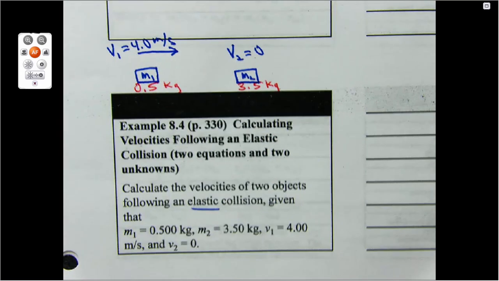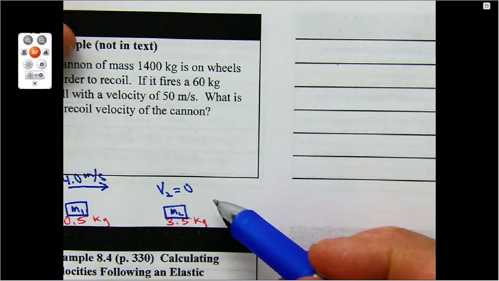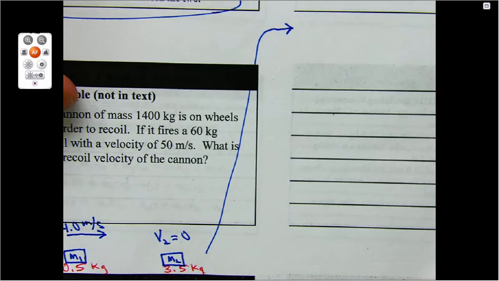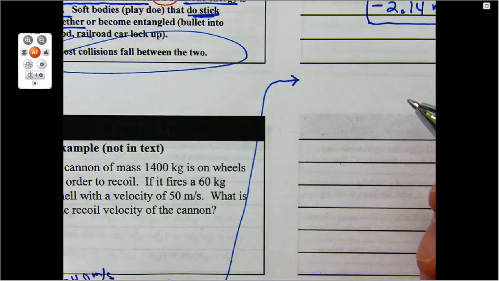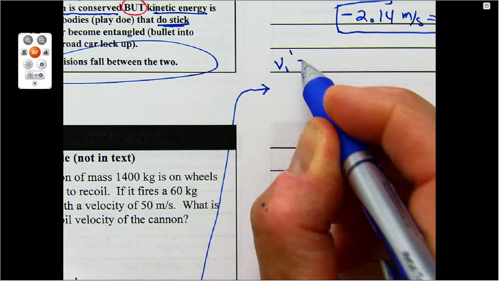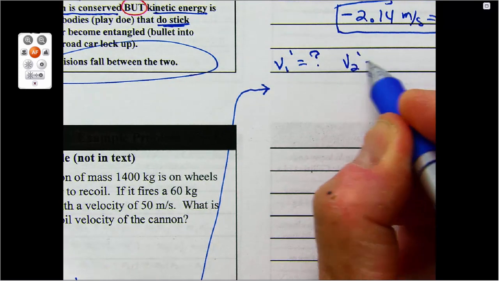Okay, so let's set this up just like we did before. So I'm just going to bring this diagram up here, and let's see what we're looking for. Calculate the velocity of two. Okay, we're looking for V1 prime. So for this, we're looking for V1 prime, and we're looking for V2 prime.